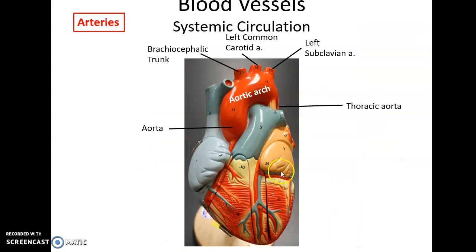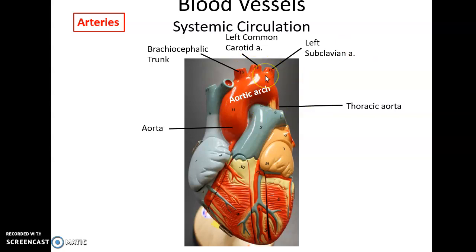So here is the heart. Coming directly off the heart from the left ventricle is the aorta. At the top of the aorta, it curves, referred to as the aortic arch, and then it turns 180 degrees down and becomes the thoracic aorta that travels through the thoracic cavity to the abdominal cavity. So again, the aorta has the aortic arch on top where it's curving around 180 degrees and then becoming the thoracic aorta that'll travel through the thoracic cavity down to the abdominal cavity.